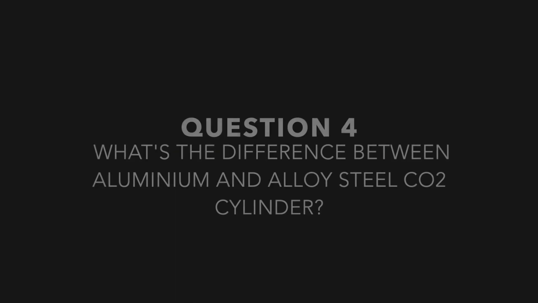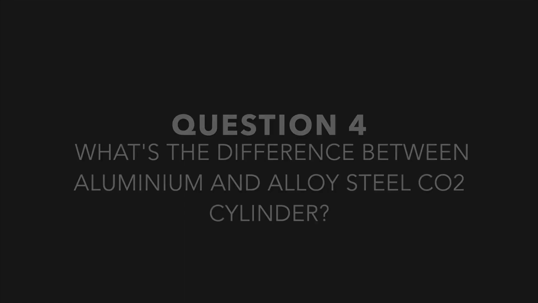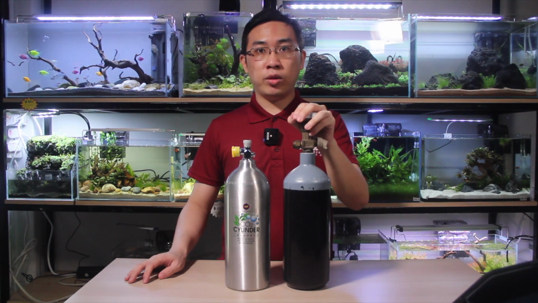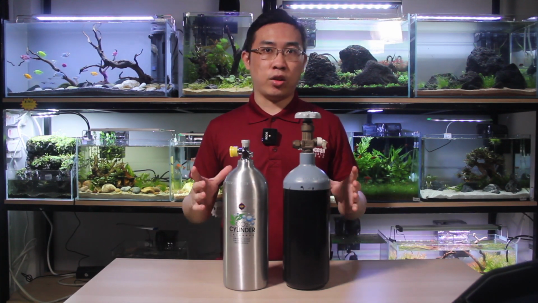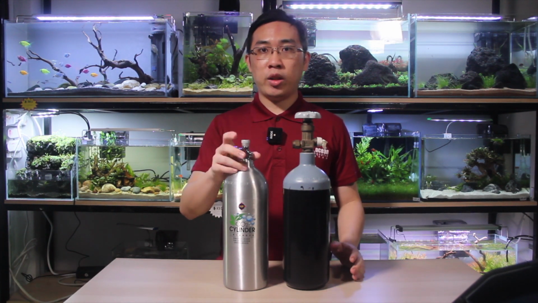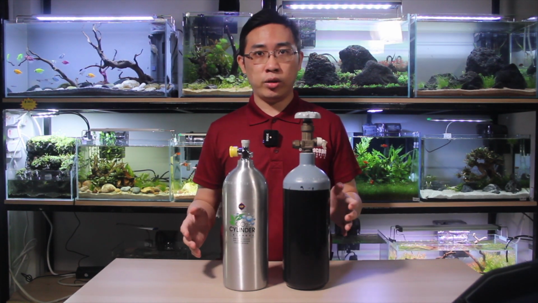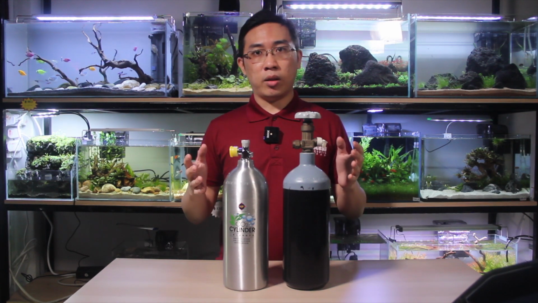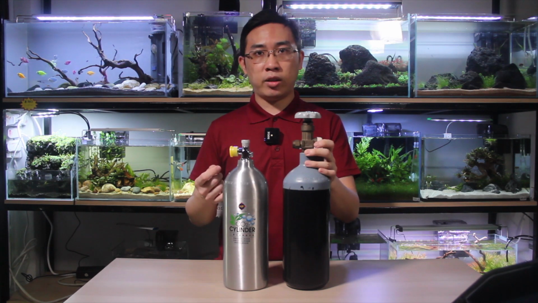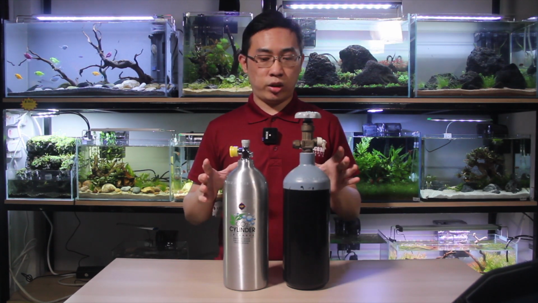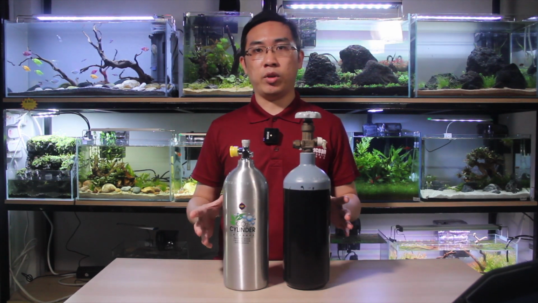Okay. Question number 4. Difference between aluminium and an alloy steel CO2 cylinder. Okay, this is an alloy steel cylinder and this is an aluminum cylinder. The main difference is just the weight. Usually the aluminum will be lighter, usually about 30 to 40% lighter than the alloy steel version. And one of the differences would also be that the alloy steel might rust if not cared for properly. This is all the main difference between the alloy steel and the aluminum cylinder.